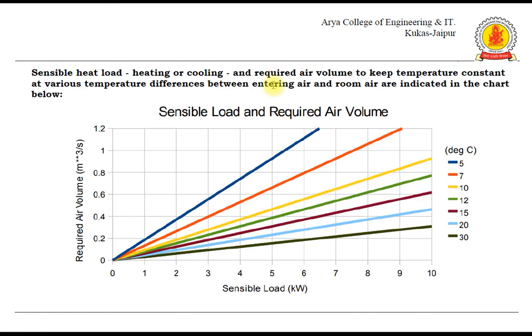Now there are simple charts available in the design data book from which we can find out the required air volume. We have to know the sensible load that we have calculated from the previous equation and at what temperature we have to maintain the room temperature. Here, this line. So we can calculate the required air quantity in meter cube per second.